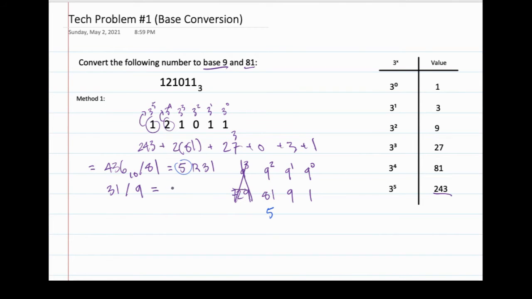And this is going to give us 3 with a remainder of 4. And we'll take the 3, move it down here. And then the 4 we're just going to divide by 1, and that'll give us another 4. And this is going to be our number in base 9. So that's 534 in base 9.